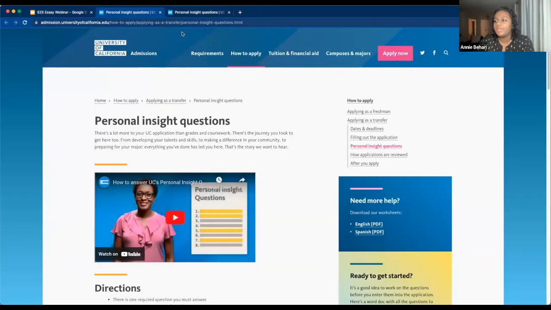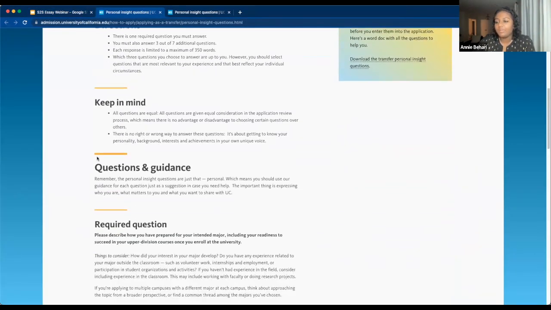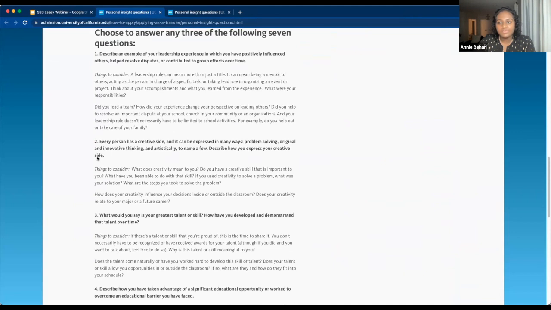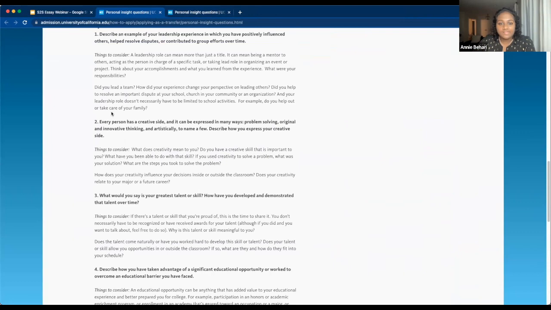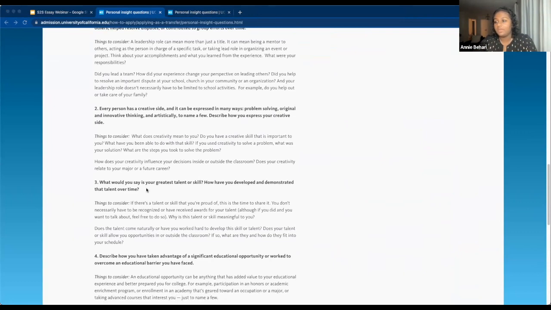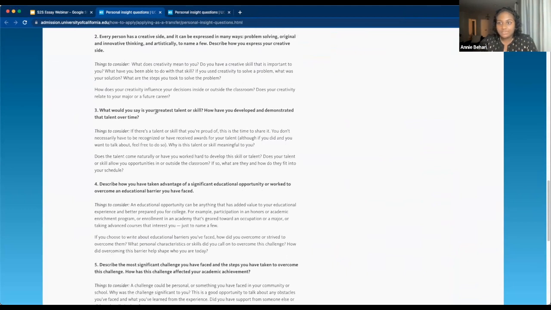I'm pulling up both, but actually they're the same prompts. So you have to answer depending on how you're applying. If you're applying as a first year, you choose 4 of the 8. If you're applying as a transfer, you choose 3 of the 8. And as I said, they're all designed for you to talk about something in particular. So what would you say is your greatest talent or skill? Choose one. How have you developed it over time? That's what you answer.